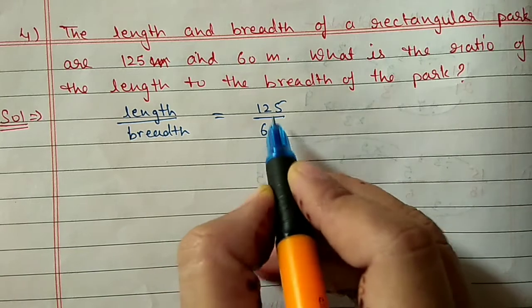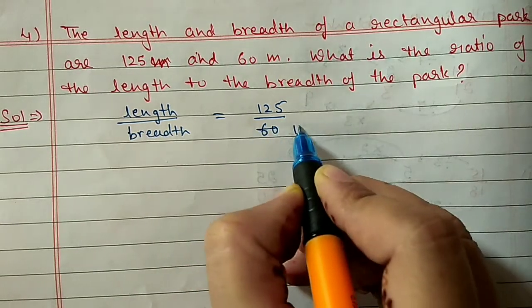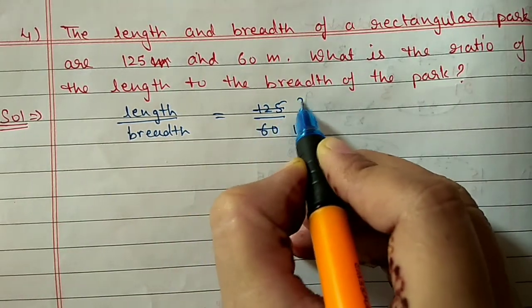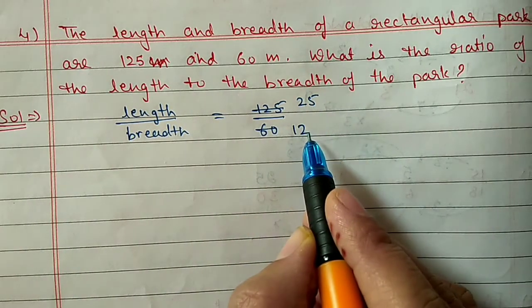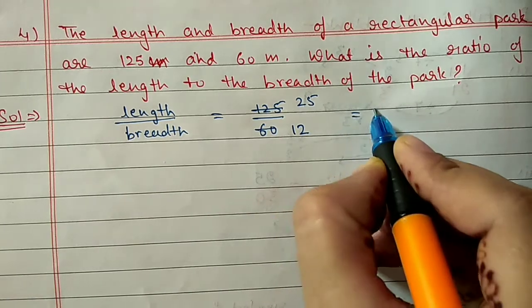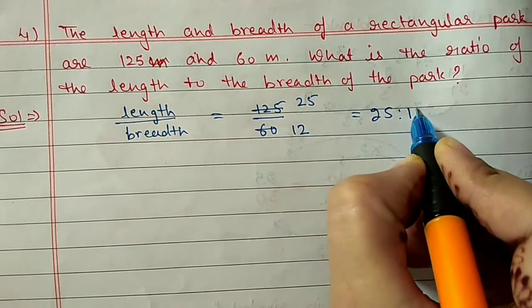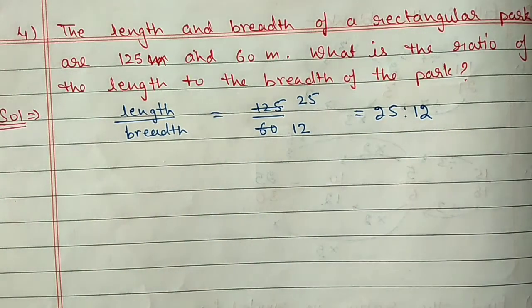Here we can cancel with the 5 table, 5 5s are 25 and 5 12s are 60. After this, 12 and 25 do not come in any other table. So 25 ratio 12 is our answer here.